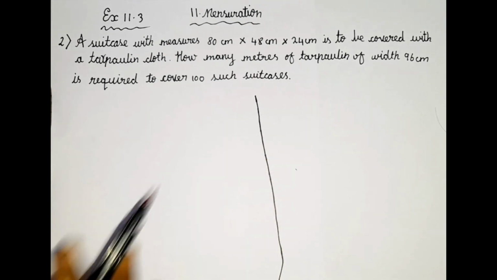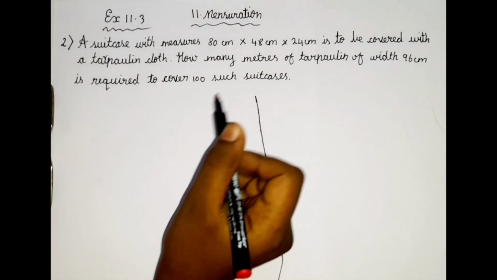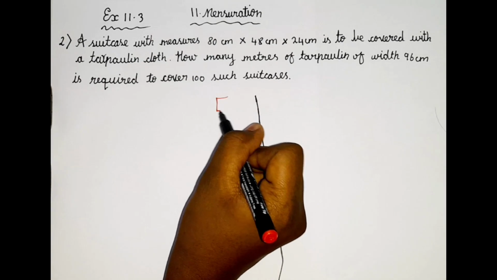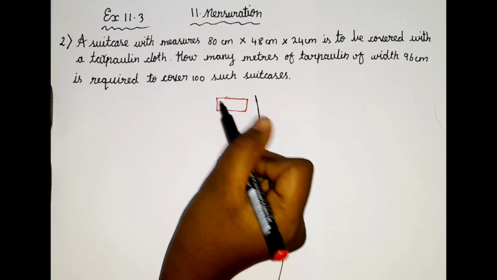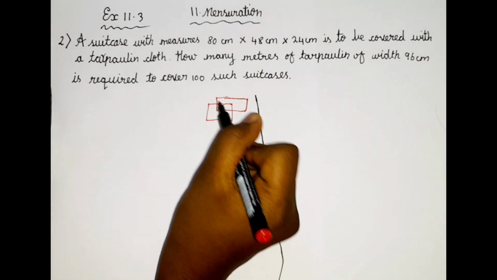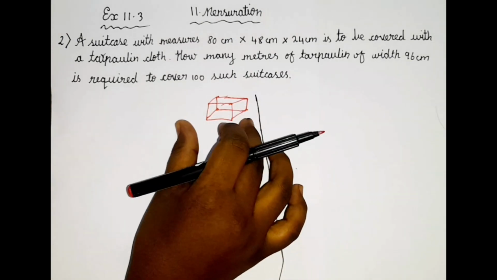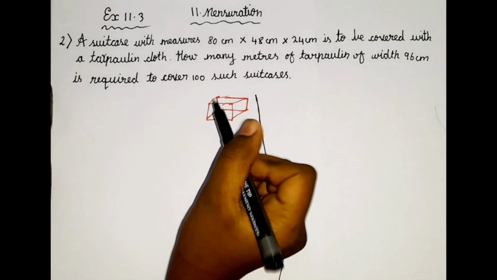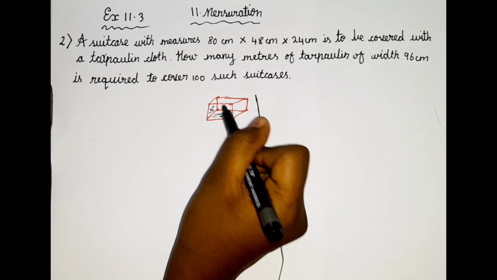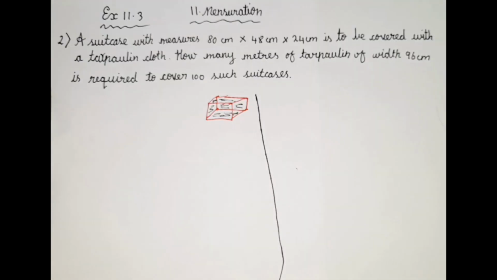So there is a suitcase. Just keep the suitcase in your mind. So in that suitcase, let me draw it, okay? So the suitcase used to be like a cuboid shaped, right? So just take it like that. Yeah. So in this suitcase, we are gonna cover it with the tarpaulin cloth. So if I cover it, will it cover all the places? So it will cover this area, everywhere. Am I right? It's not gonna leave a single space left.